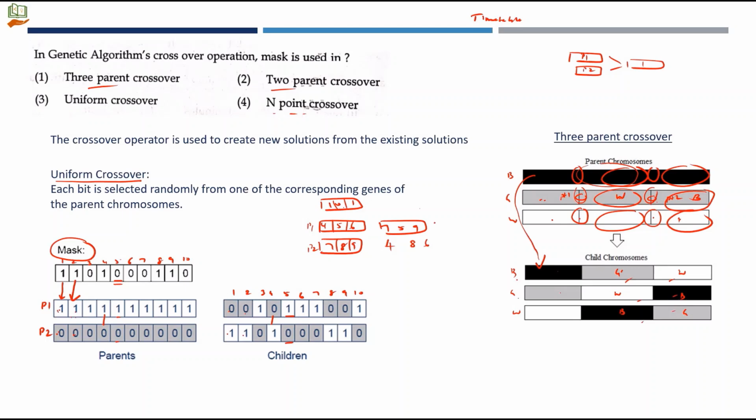It could be even in real encoding, integer encoding, binary encoding or permutation encoding. The strategy is not a problem here, but the use of mask is what you have to understand. Option number 3, uniform crossover will be the right answer. In uniform crossover operation, we are using mask.